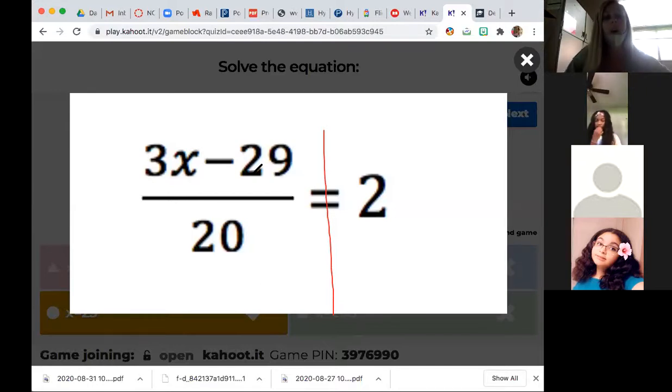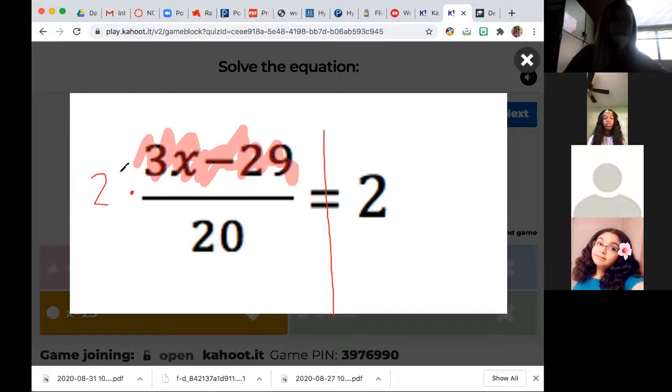So when you cover X first, I'm covering up this top part first because X is in the numerator, right? So what do we got to move first? The 20. It's dividing, so you gotta multiply 20 on both sides. Good. It was dividing.